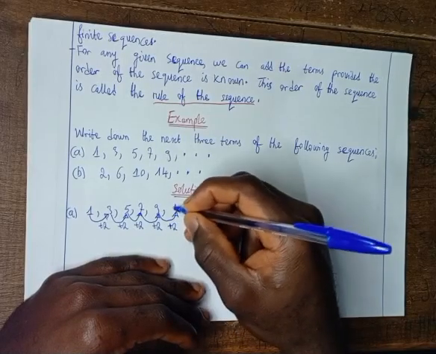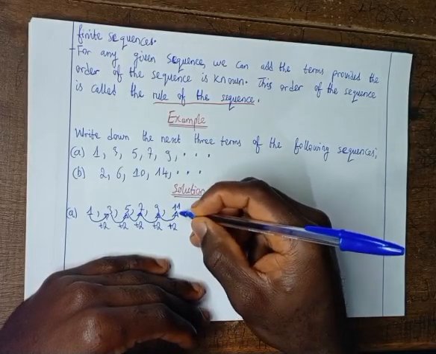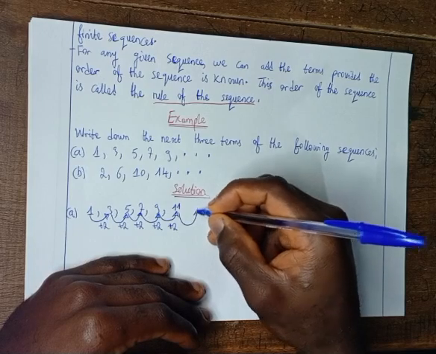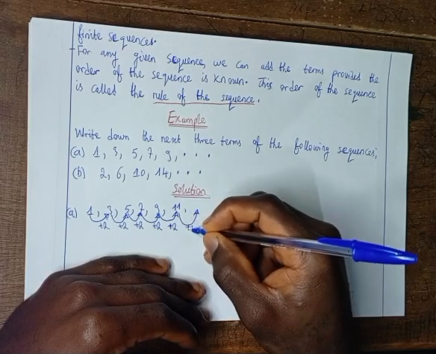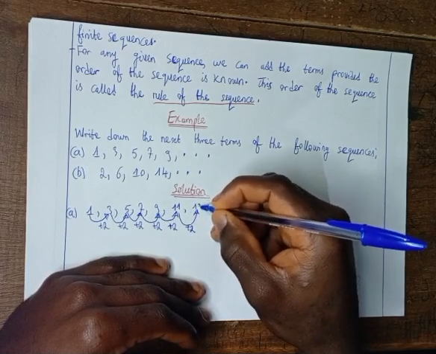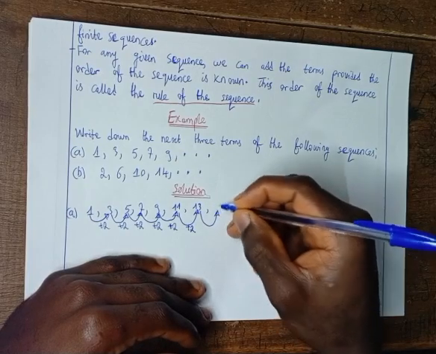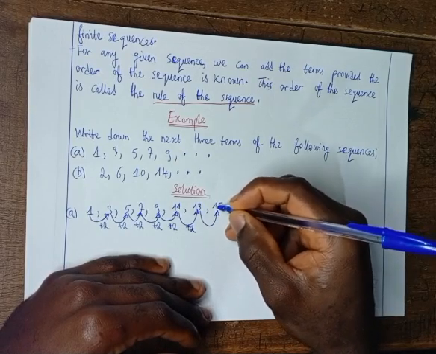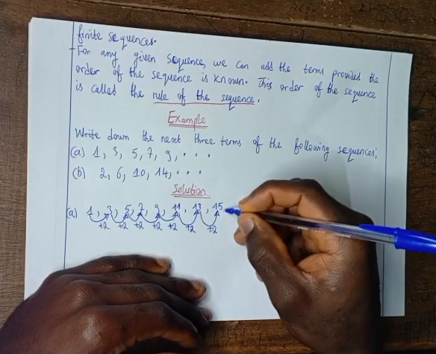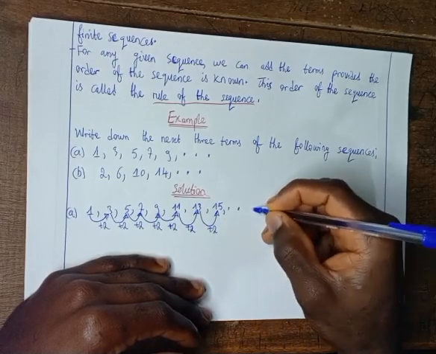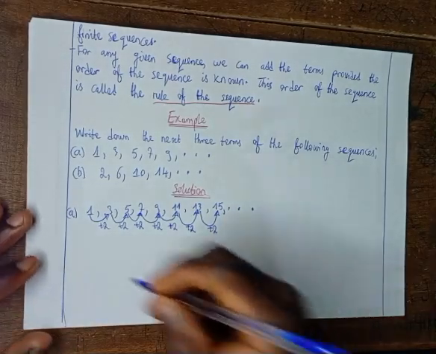So for us to get the next term, we are going to add 2 to 9. 9 plus 2 gives us 11. For us to get the next term, we are going to add 2 to 11, which gives us 13. And for us to get the next, we are going to add 2 to 13, which gives us 15. And we end with the 3 dots. We are done with A.